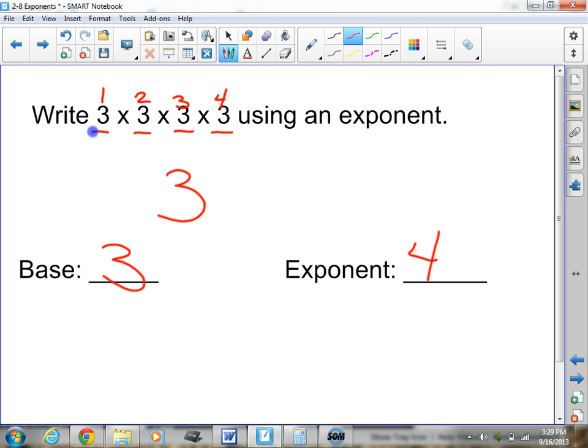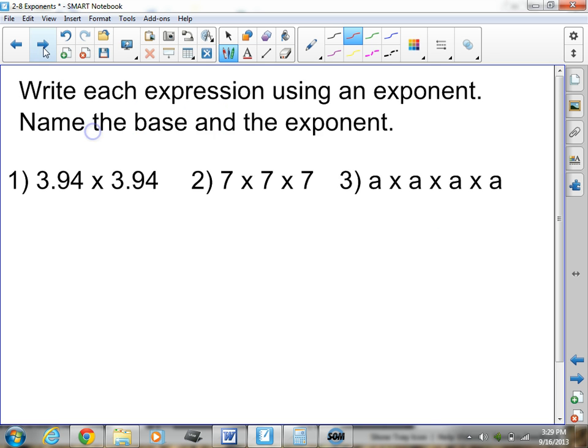Here is what it looks like: 3 to the power of 4. So I'm multiplying 3 times itself 4 separate times. Write each expression using an exponent. Name the base and then the exponent.